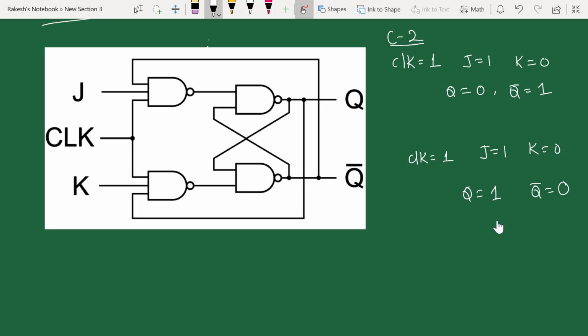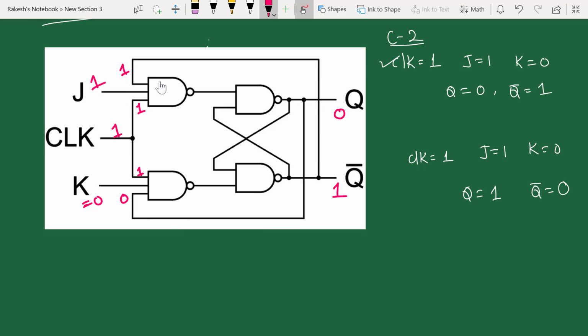Now we will try to analyze. So first I am going to analyze this situation with the red color pen. I am keeping this as 0 and this as 1, and my J is 1, K is 0, and clock is 1. This clock 1 will be applied here as well as here. Now if you consider this is 1, this feedback will go here and be applied here, and this is 0, this 0 comes from here and is applied here.